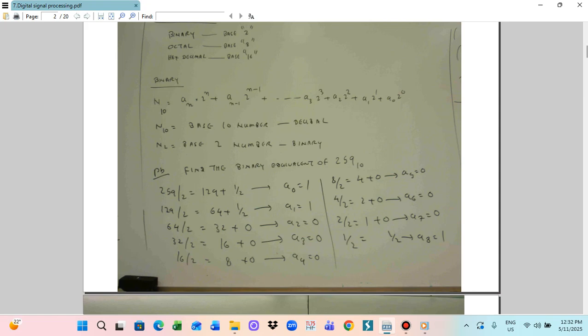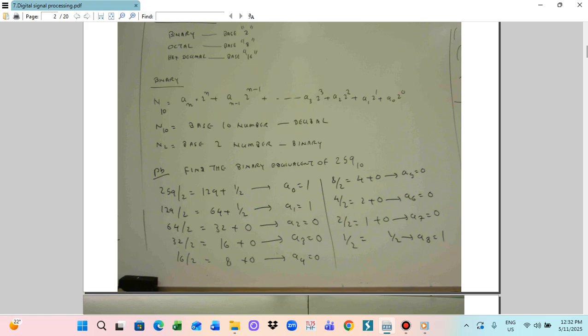And also 64 is divided by 2. So in this case, so long as you get the remainder, you have to put the 1. So 259 divided by 2 is 129 plus a half. So long as the remainder is a half, you have to put a 1. And 64 is divided by 2, so you get 32, and the remainder is 0. Because the remainder is 0, A2 is equal to 0.